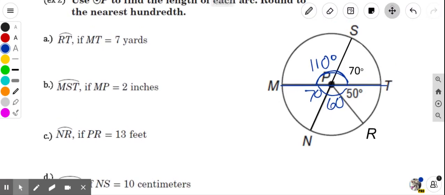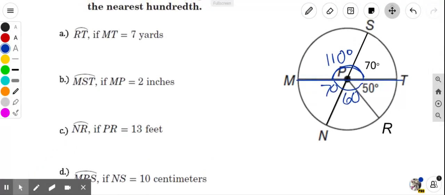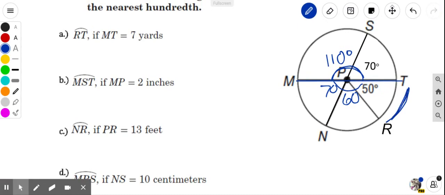So letter A says find the length of RT. RT is here, which is 50 degrees. So we have 50 over 360. And then we want to multiply that by the circumference.